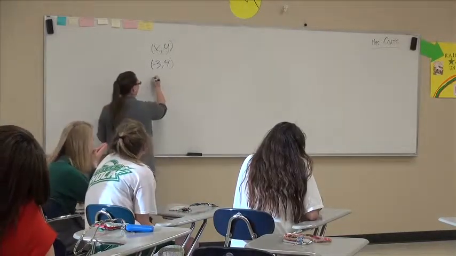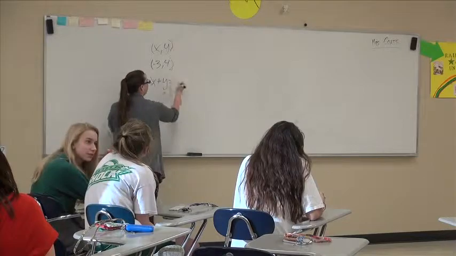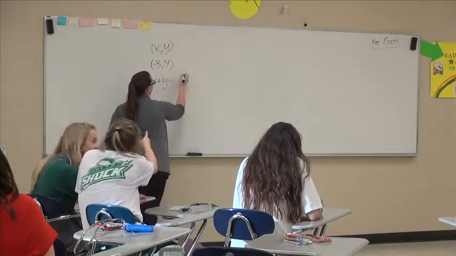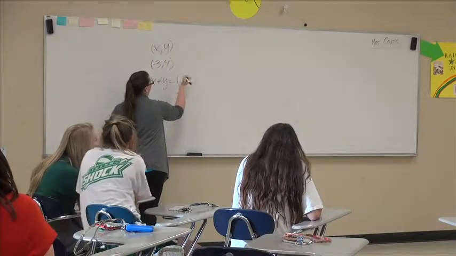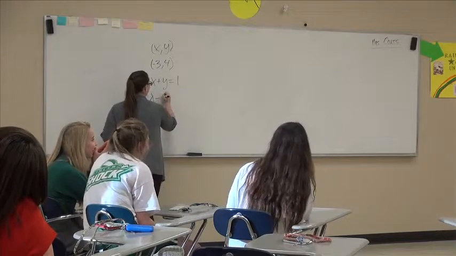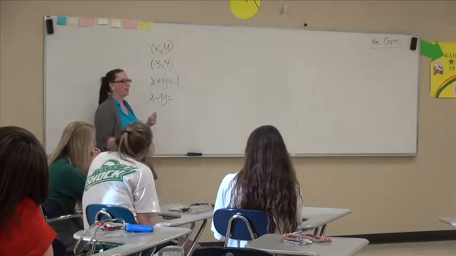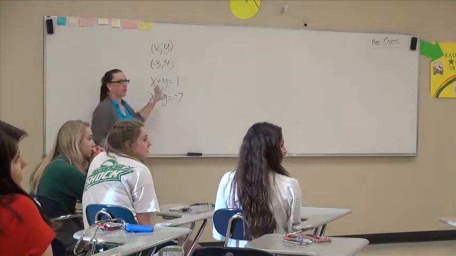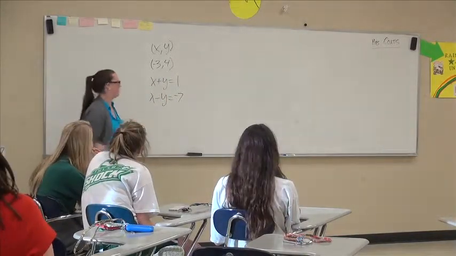Then I'm going to ask what your x plus y equals. In my case, x is -3 plus 4, which is 1. My x minus y would equal -3 minus 4, which is -7.